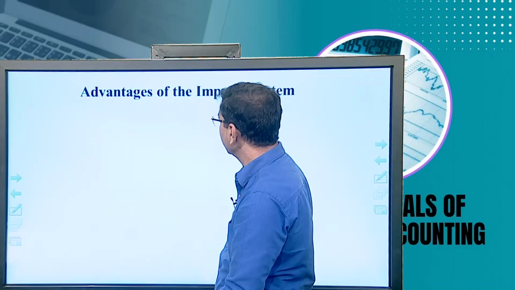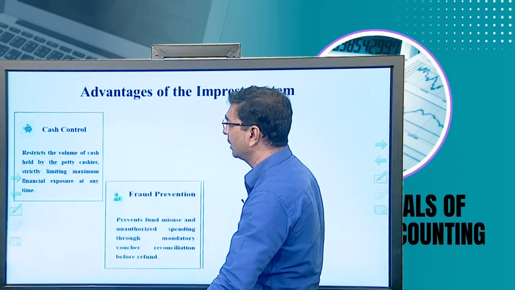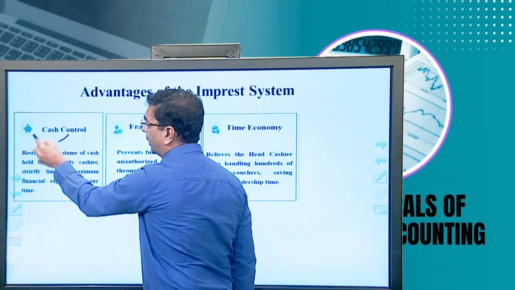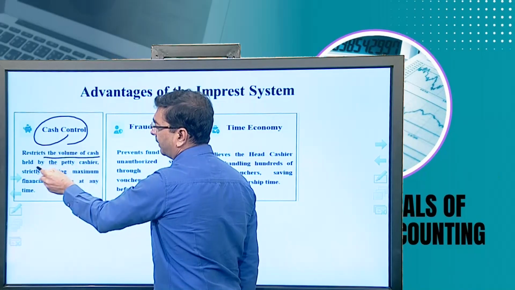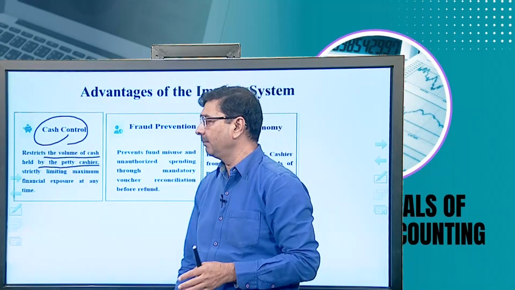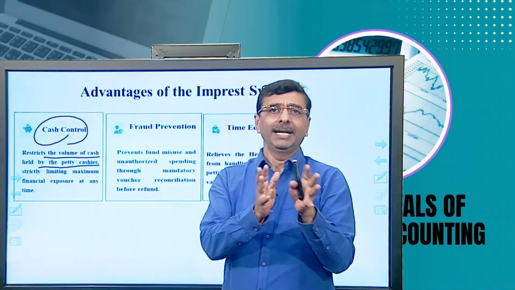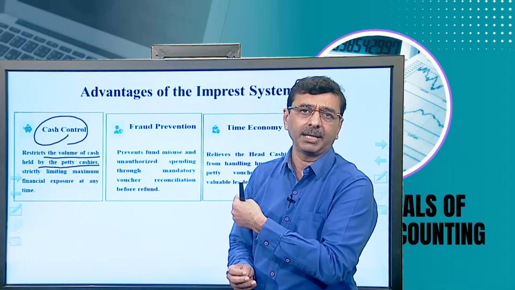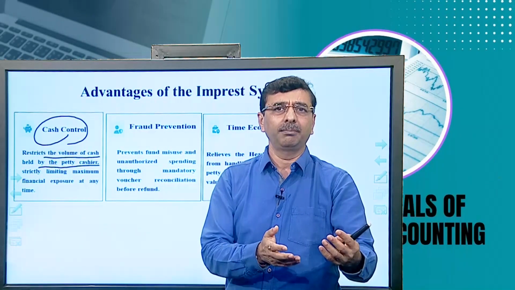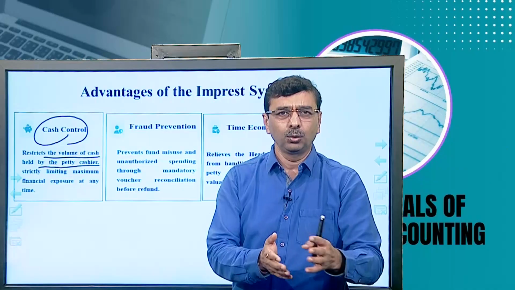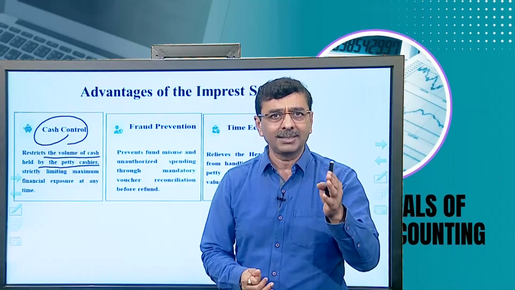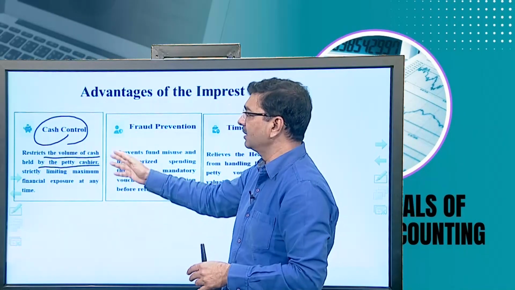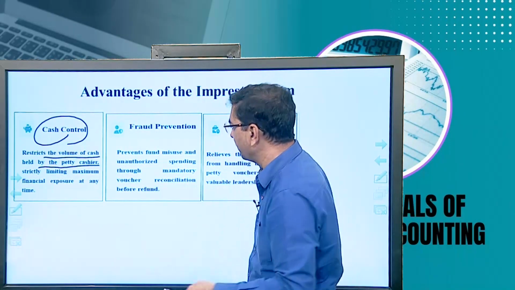Now, the advantages of the imprest system: ultimately you can control the cash. First is how you can control the cash: restrict the volume of cash held by the petty cashier, strictly limiting maximum financial exposure. So it will be restricted how much cash expense can be adjusted against the petty cash book. What are the basic rules to adjust the petty cash expense account? Understand that only small amounts of petty cash expenses can be adjusted here, and that is the way the cash expenses are controlled also.